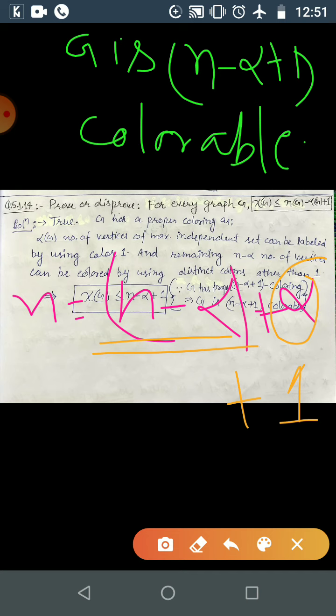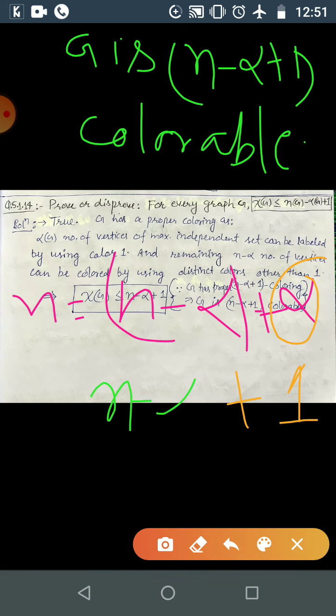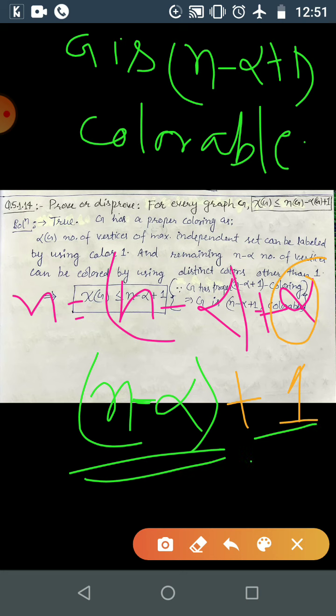How many colors are needed to color these vertices? We have to use at most n minus alpha colors, since these are somehow adjacent. So at maximum we can use this many colors, and one color for all the pairwise non-adjacent vertices. I was saying non-independent, but it should be non-adjacent. For pairwise non-adjacent vertices, then it is done.